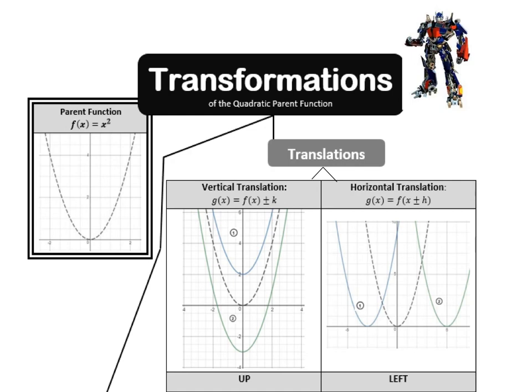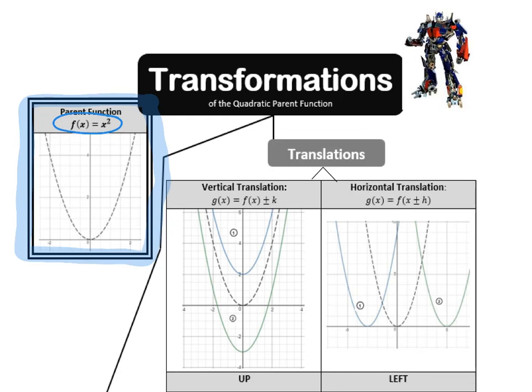On this page, I have your parent function for you. Take your highlighter right now, and highlight this box that says parent function, because if you forget what the parent function is, it's there for you. The parent function is f of x equals x squared. It's the most boring version of a parabola we can have. Every answer is 0, basically.